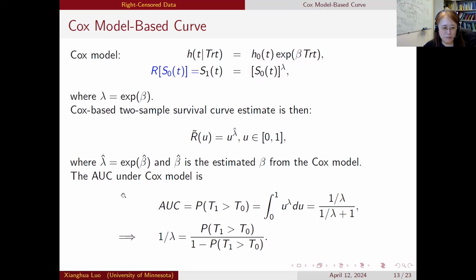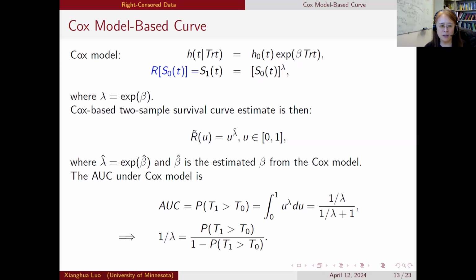So you can easily prove that 1 over lambda, which is just exponential minus beta, right, can be interpreted as an odds. So probability divided by 1 minus probability, and these can be found in the literature. Basically, they are not invented by us. So for the Cox model, there are nice interpretations of the area under curve and the relationship between area under curve and the regression coefficient, and the regression coefficient function has the odds interpretation.